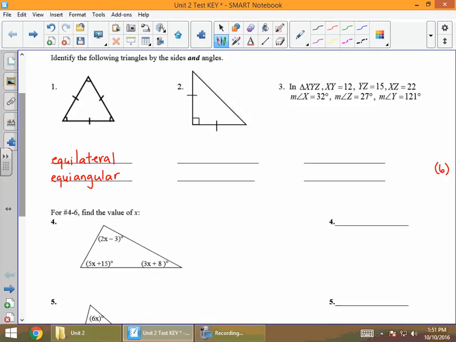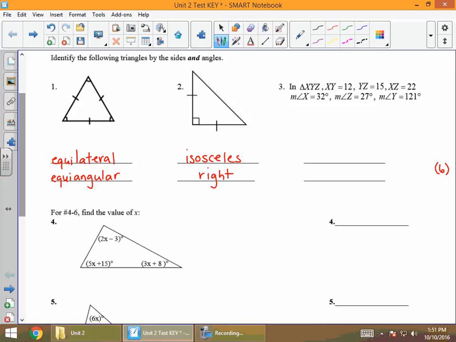Okay, number 2 by its sides has 2 sides the same. We call that isosceles. And as I look at the angles, it has 2 angles that are not marked. It has one of them marked with that little square in the corner. That means it is a right triangle. So it is isosceles and it is right.